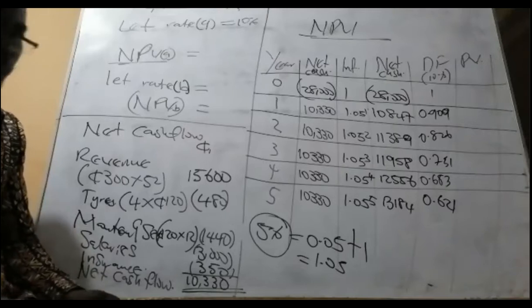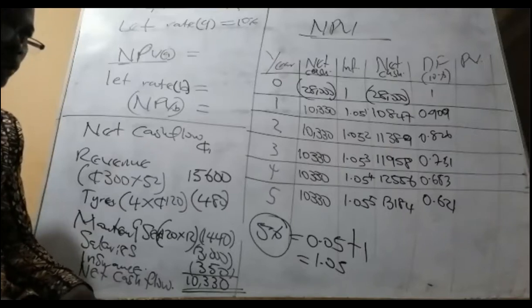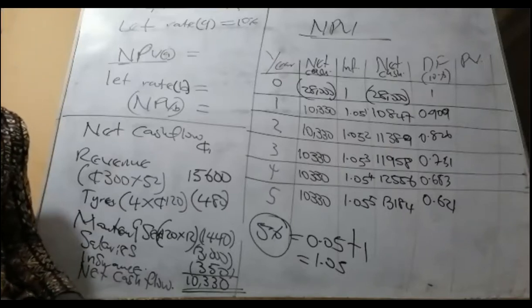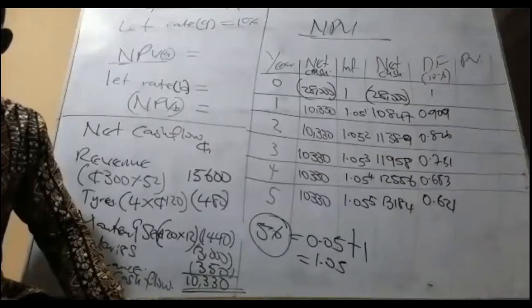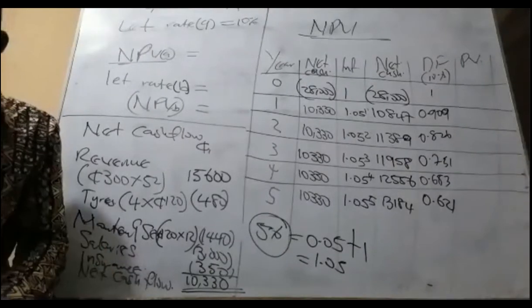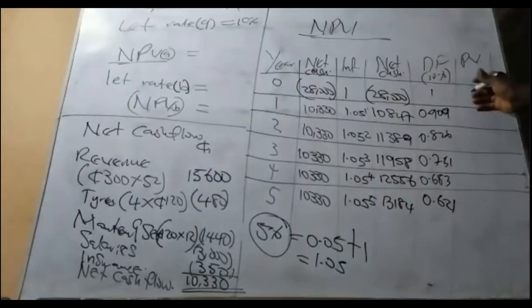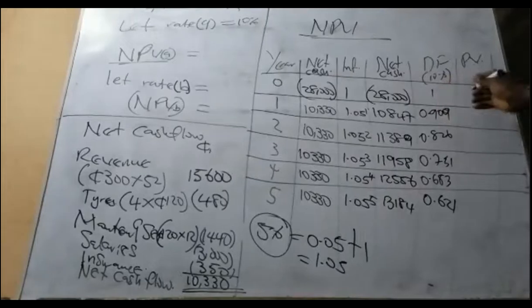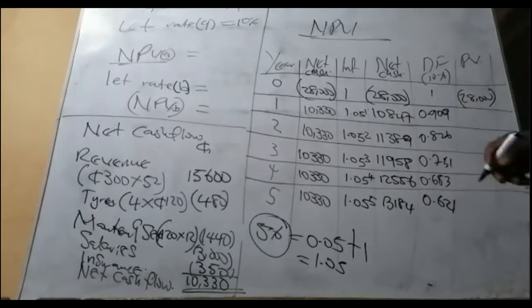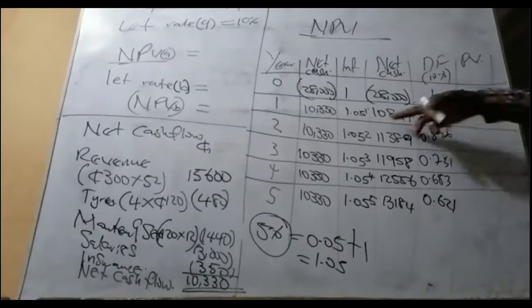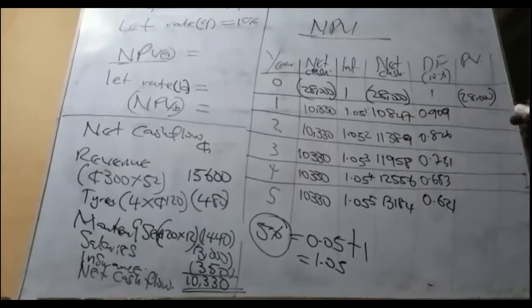To get the present value, we multiply the discount factors by what? The various net cash flows to get the present value. Great. So for the first one, you still get 28,000 because 28 times 1 is still 28. 28 times this very one still gives us what? 28,000 negative. Then what do we do? 10,847 times 0.909. And then what will be the answer?